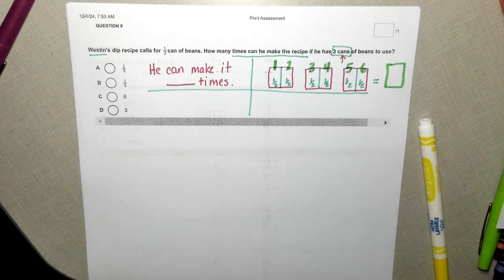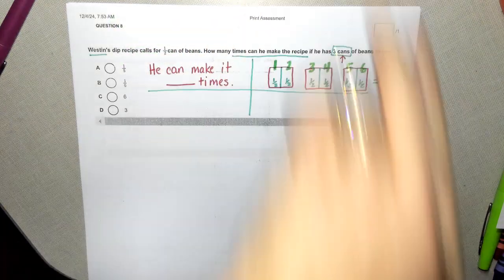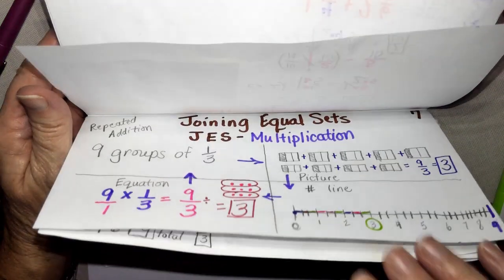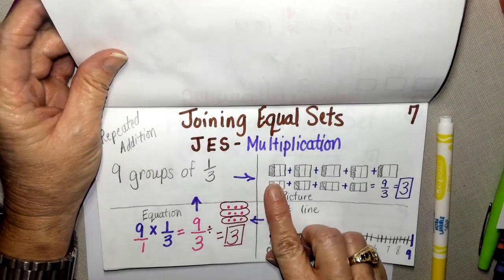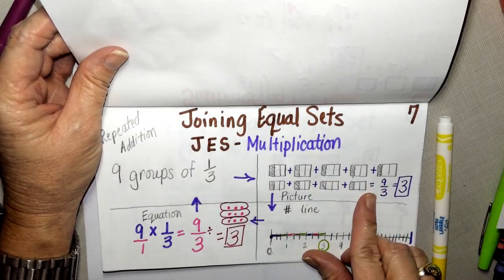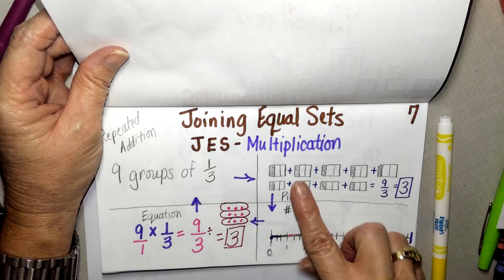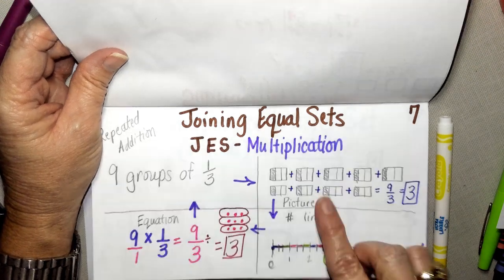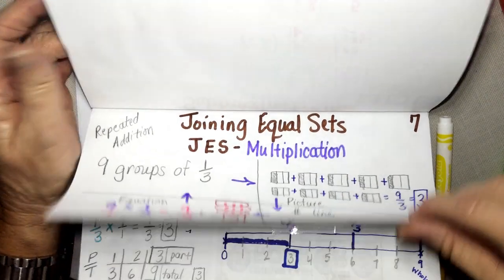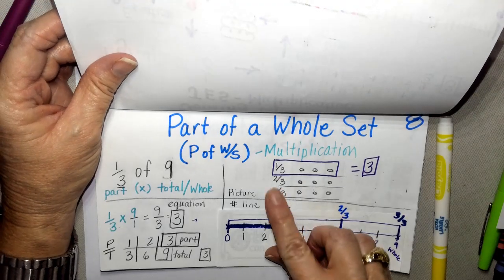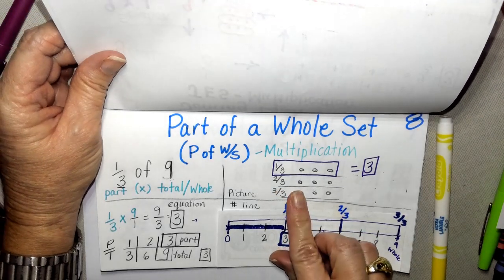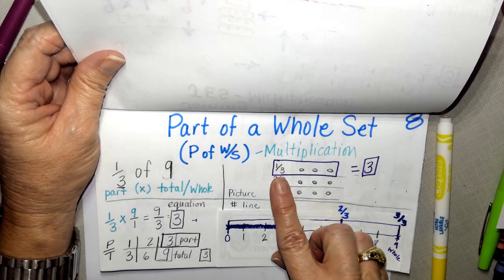Now, what action is this? So we have to go back to our fraction book and we have to think about, well, what is happening here? Are we putting together a bunch of pieces? I would say no, we're not putting together a bunch of pieces. Are we taking part of a whole set? I would say no, we're not taking half of a whole set.